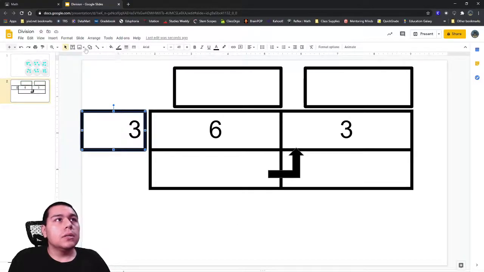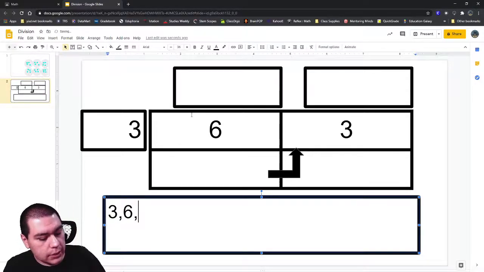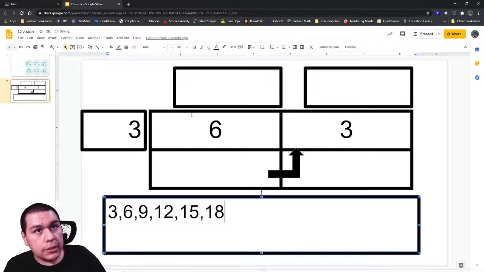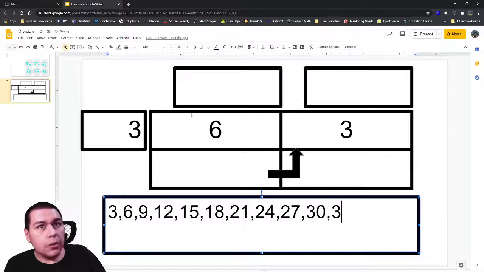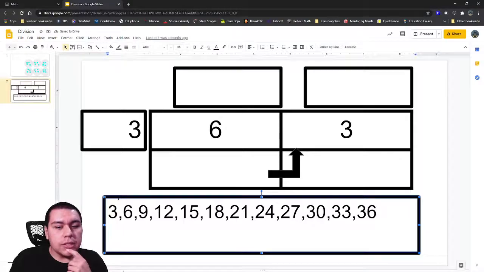Okay? Let me write that here. We're going to count by 3s. 3, 6, 9, 12, 15, 18, 21, 24, 27, 30, 33, 36. So that's the end of my 3 song, right? These are my 3s.